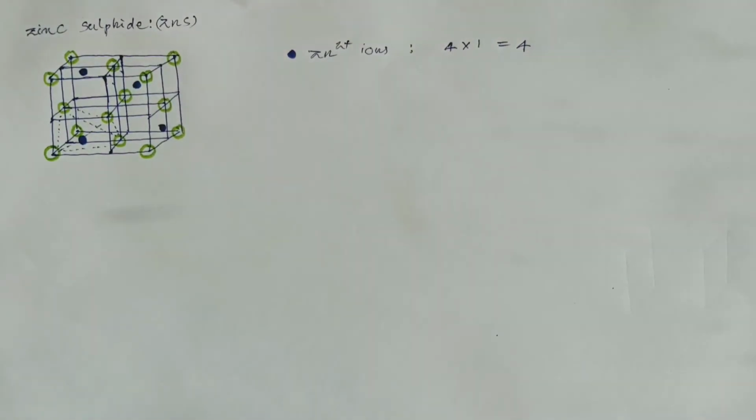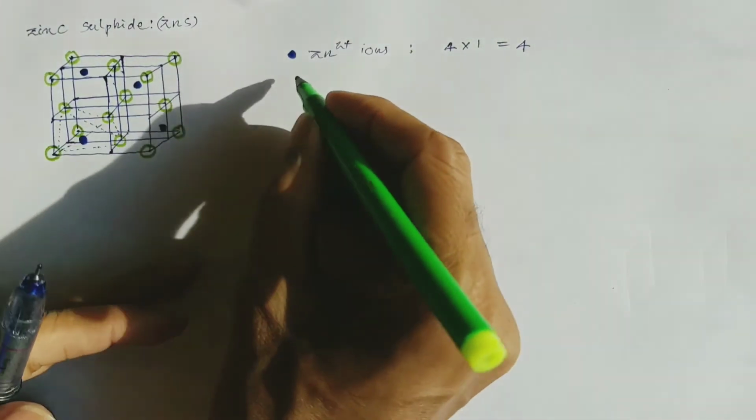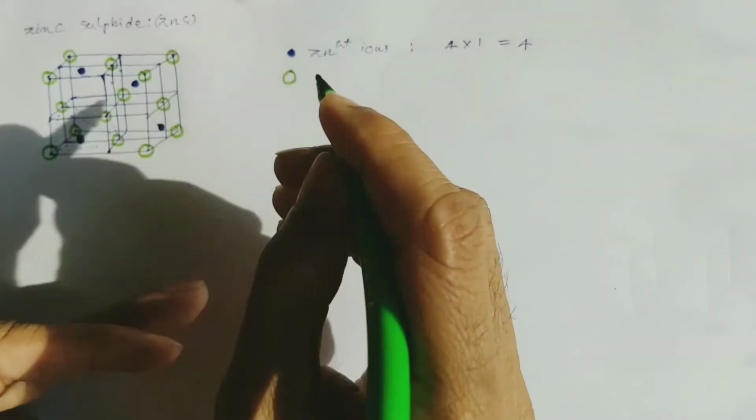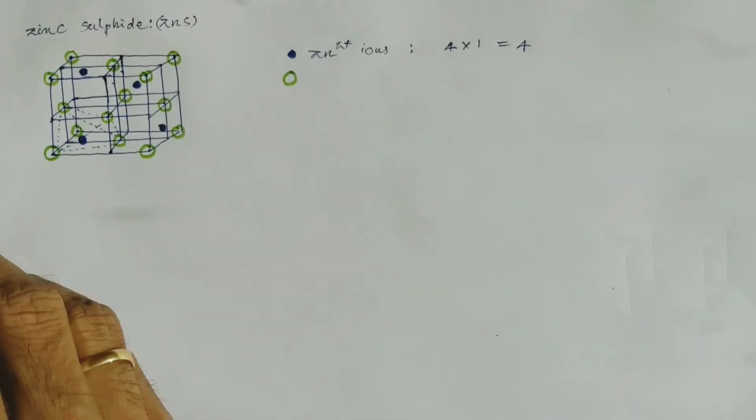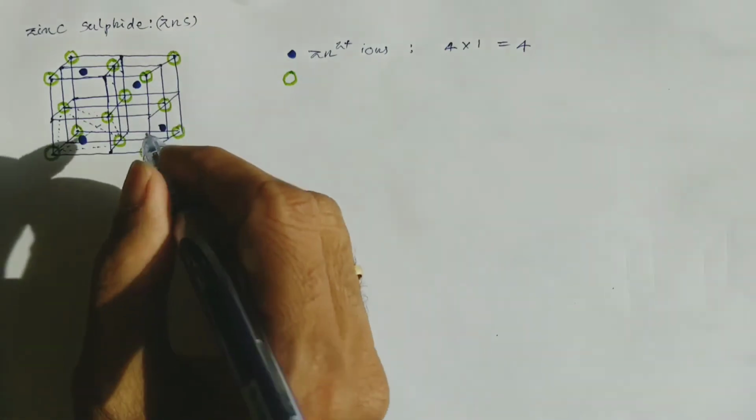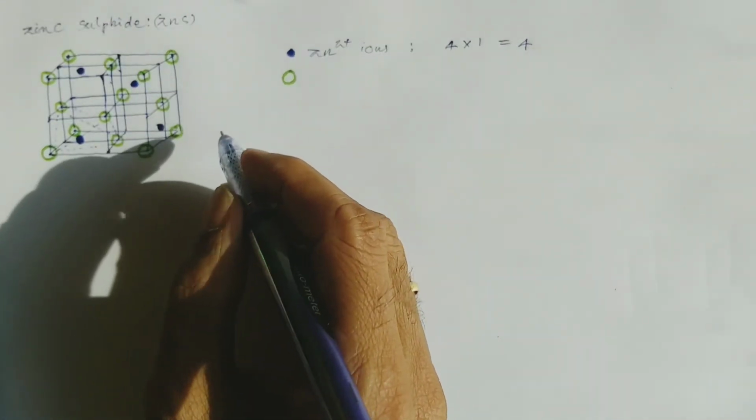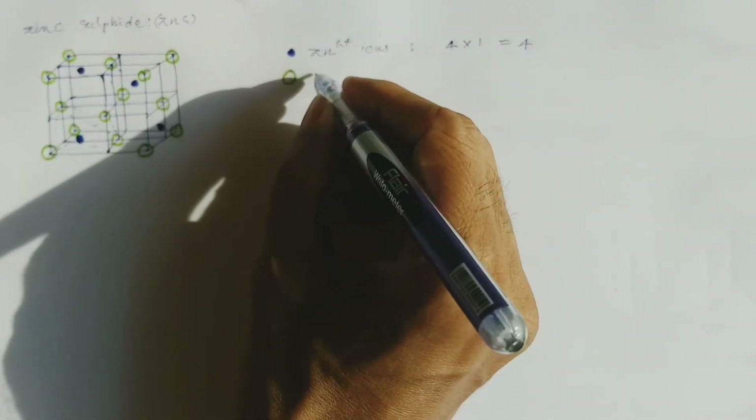And similarly, you take sulfide ions. Sulfide ions are present in the corners as well as the faces.